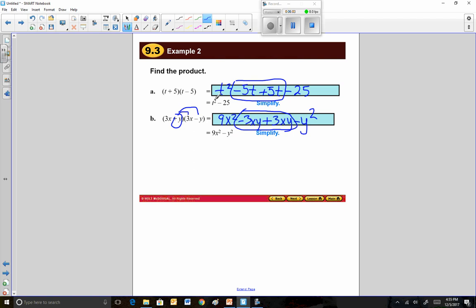So if you've noticed the pattern here, basically if it's showing the exact same letters and numbers in both, for example, t plus 5, t minus 5, take the first term and square it, t squared. Take the last term and square it, and see how it says minus 25? We add minus 25, and there's your answer. Same pattern happened here, so we have 3x squared, 9x squared, and take the y and square it, you get y squared. So there is a shortcut there. If you notice that these are exactly the same numbers, and this is plus, this is minus, you can just go ahead and write the square of the first term and the square of the second term. And it's a minus sign in between.